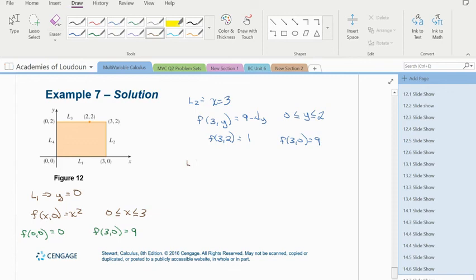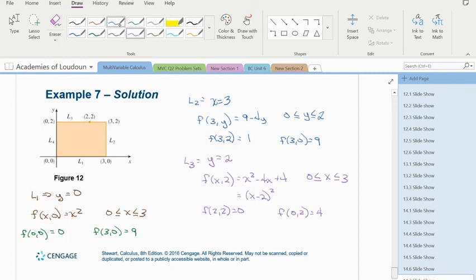Next, the line we look at is L3, where y equals 2. So our function f(x, y) becomes f(x, 2), and we have x squared minus 4x plus 4, where x ranges from 0 to 3. Simply by observing that we can rewrite this function as (x minus 2) squared, we can see that the minimum value of this function is at (2, 2) and is equal to 0, and the maximum value is at (0, 2) and is 4.